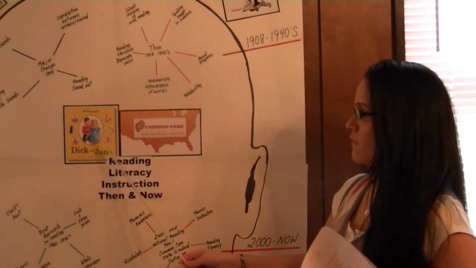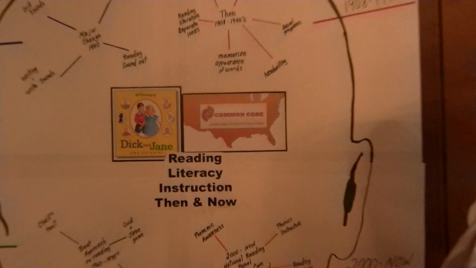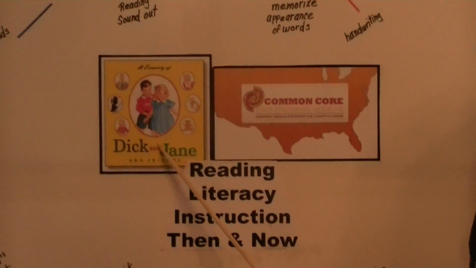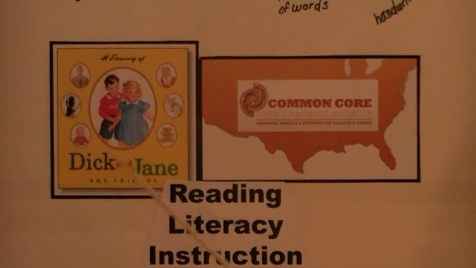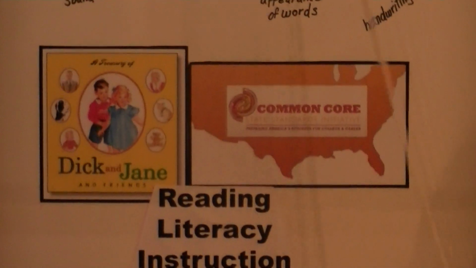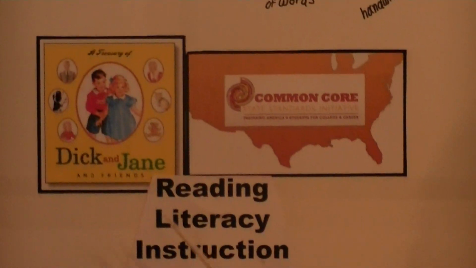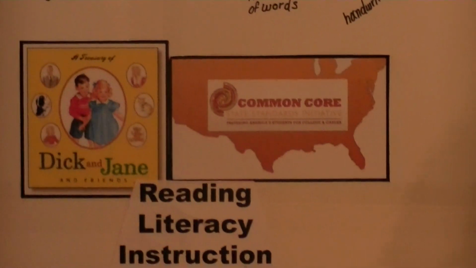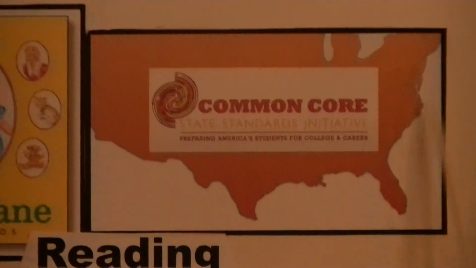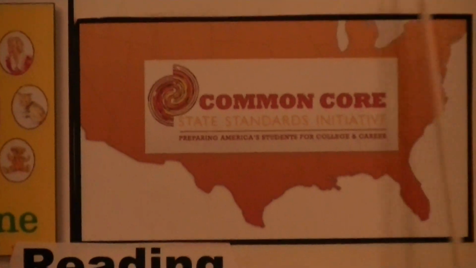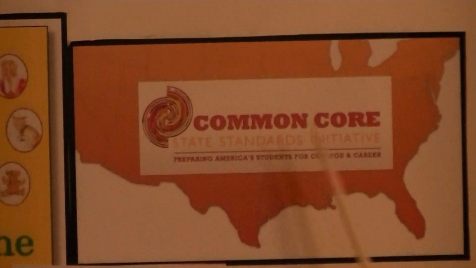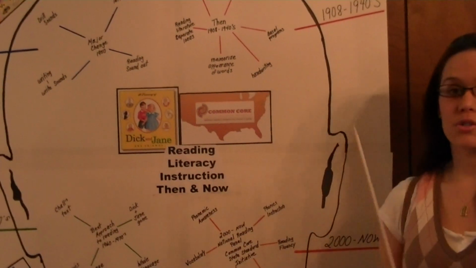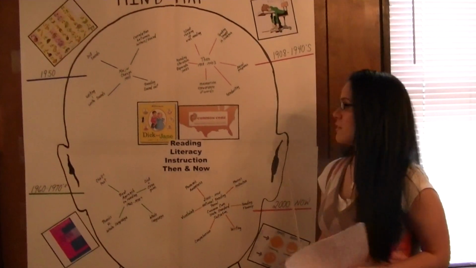And the visual representation I decided to present was one of the books, Dick and Jane, because this is what they used to use in the earliest development of reading literacy instruction to teach kids how to read. Up until now, which I got a picture of the logo for the Common Core State Standards Initiatives that we are taught to teach in our schools to this day.